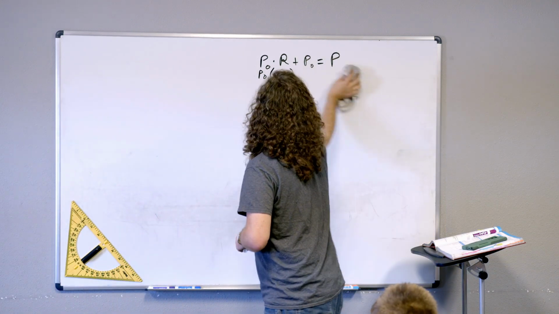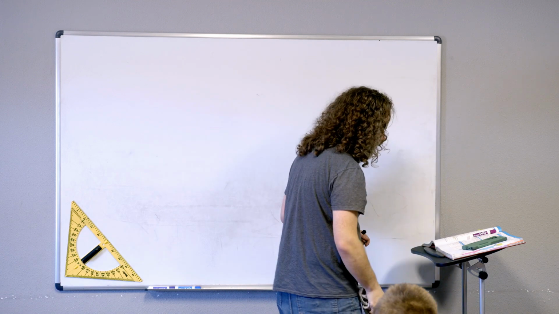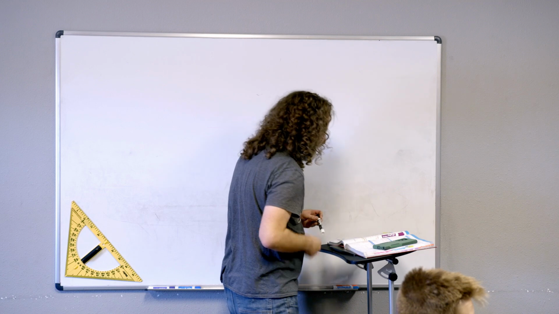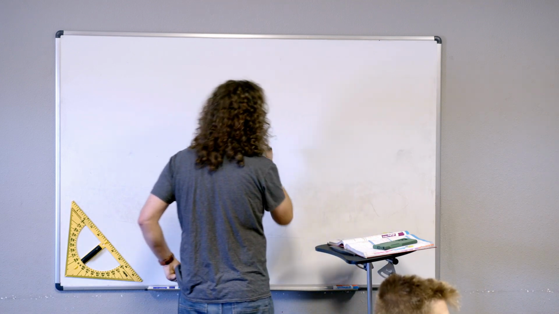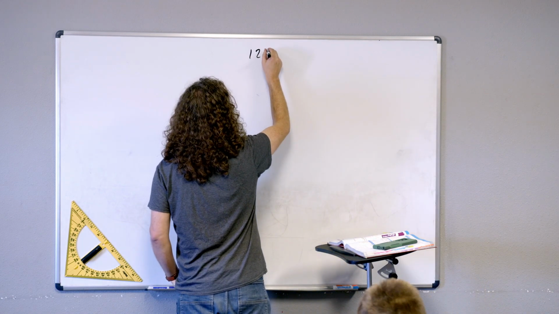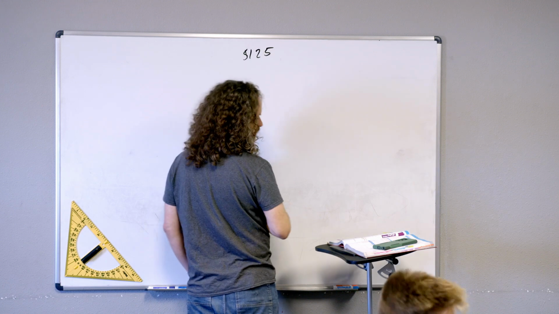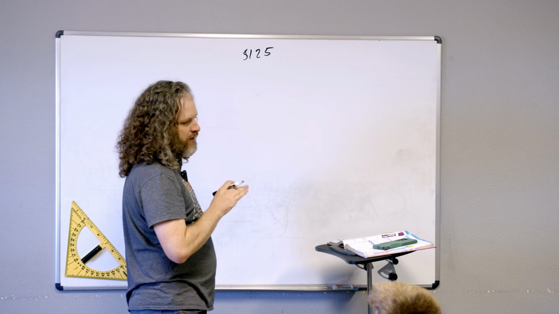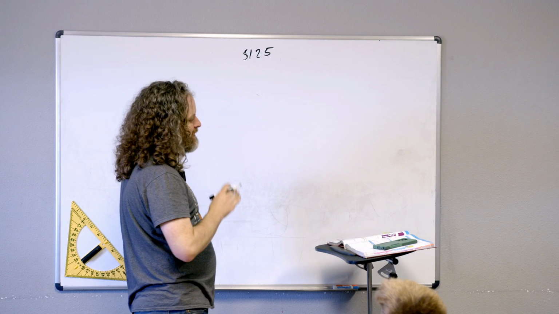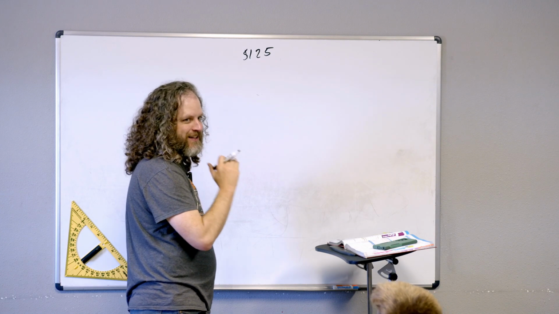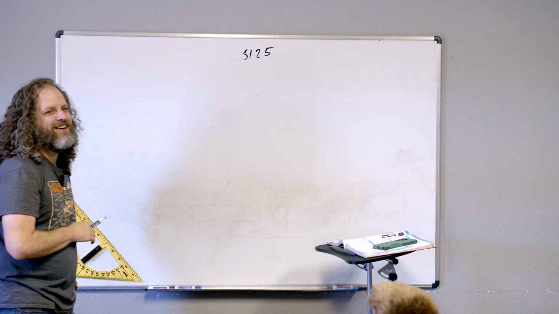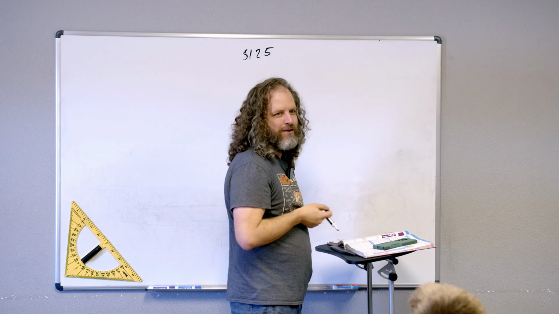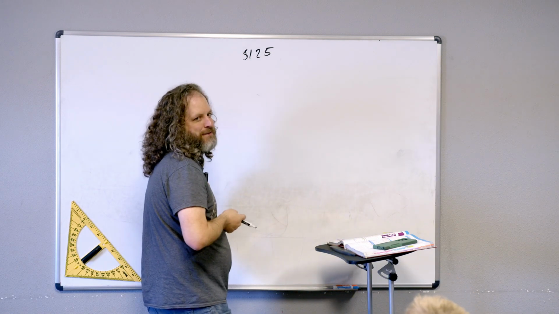Okay. What other questions from this lesson? Can we do 34? Sure. 34. That one was not way too fast. We got a $125 jacket.